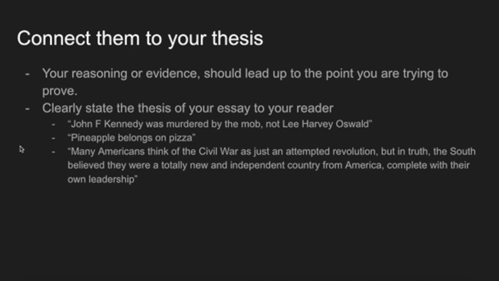And then finally, connect them to your thesis. Likewise, my thesis is going to be a little bit bigger because it's a bigger paper. My thesis, though, is really simple in this case. If I say, why was the government of the Confederate States of America important, I say that's because many Americans think of the Civil War as just an attempted revolution, but in truth, the South believed they were a totally new and independent country from America, complete with their own leadership. To me, that's the big point of my paper. That's my thesis. So again, that should be just the tiniest bit different, but it should be something you have done like a million times up to this point.